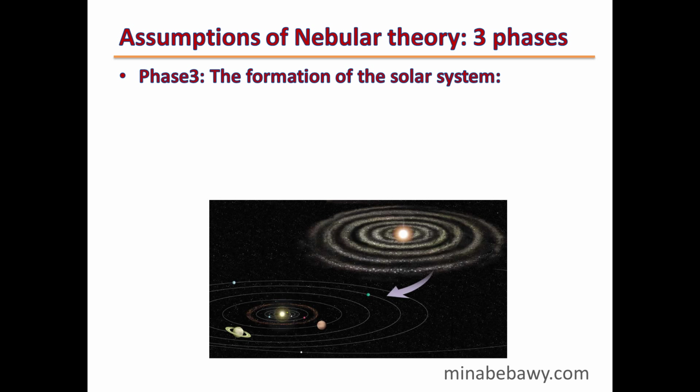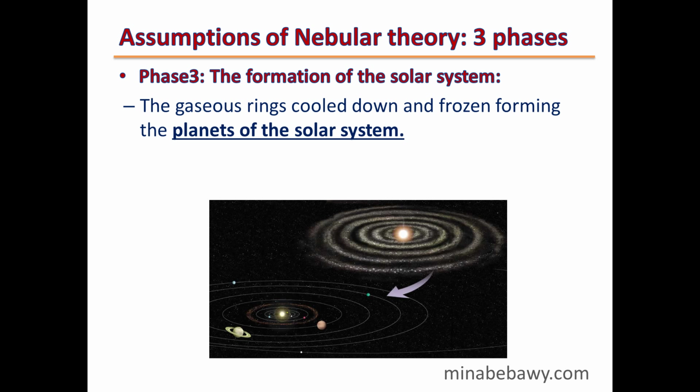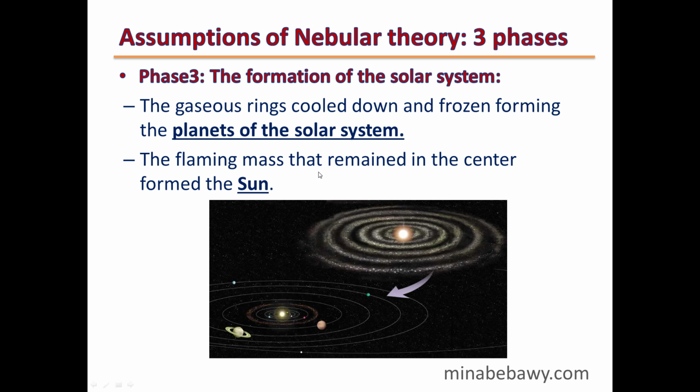Phase number 3. The formation of the solar system. The gaseous rings cooled down and froze, forming the planets of the solar system. The flaming mass that remained in the center formed the sun. So the gaseous rings formed planets and the glowing sphere formed the sun.